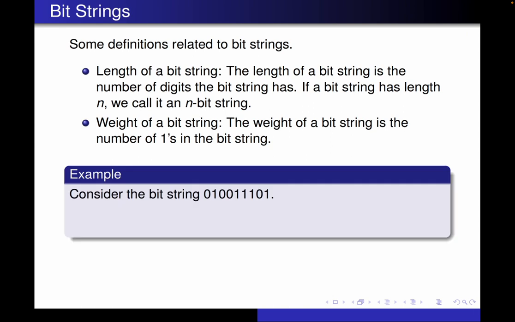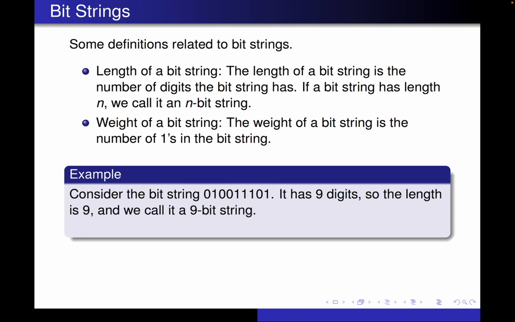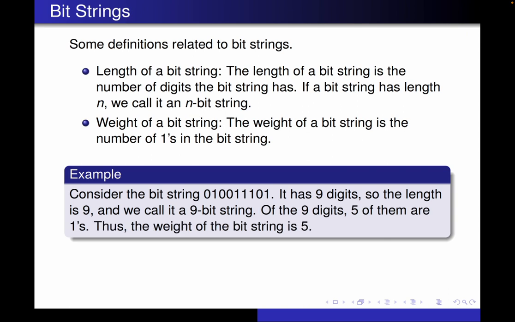So if we have the bit string 0, 1, 0, 0, 1, 1, 1, 0, 1, that one has 9 digits, so the length is 9. So we can say the length is 9, or we can say that it is a 9-bit string. If we want to count the number of ones in it, 5 of them are ones, and so that means the weight of that bit string is 5.